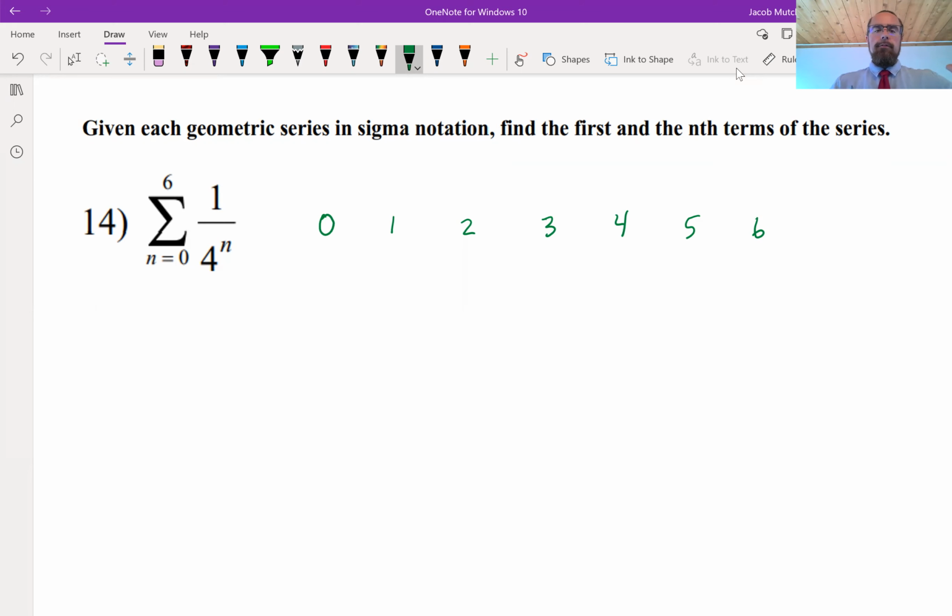So to find my first term, I'm going to take the explicit rule here, 1 over 4 to the power of n, and I'm going to substitute in that index value of 0 for my n value. So it's 1 over 4 to the power of 0, and 4 to the power of 0 is just 1. So that's going to be 1. My first term is 1.